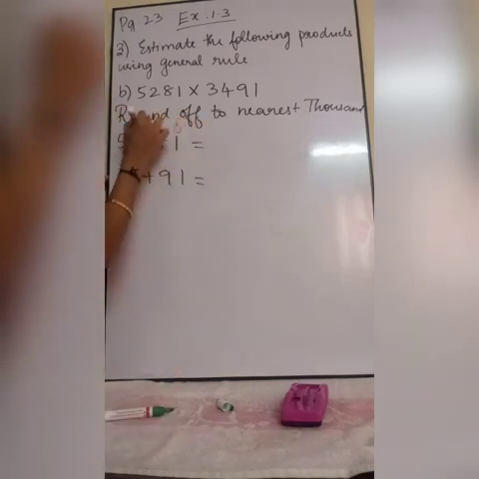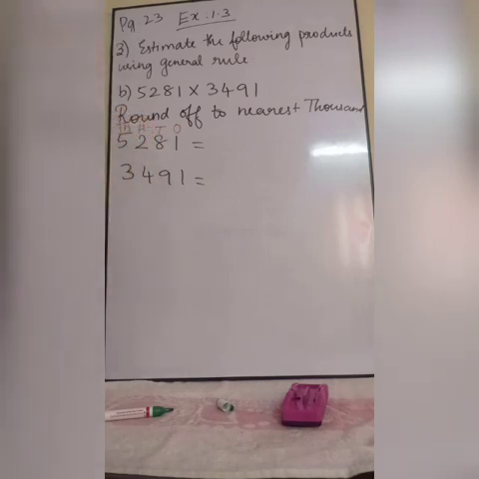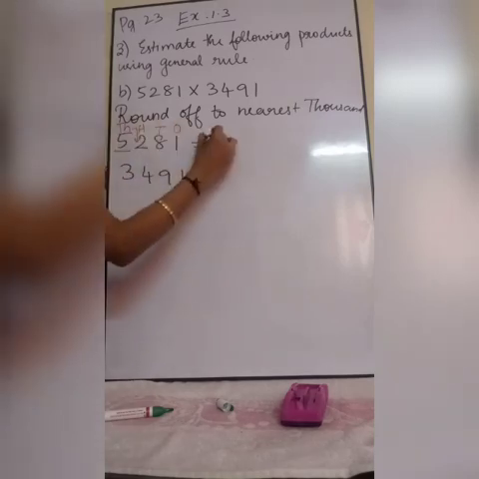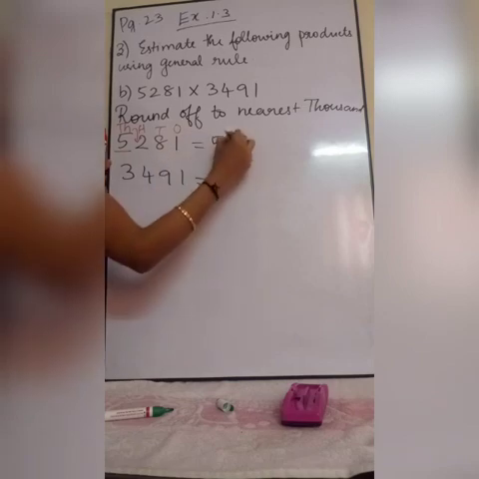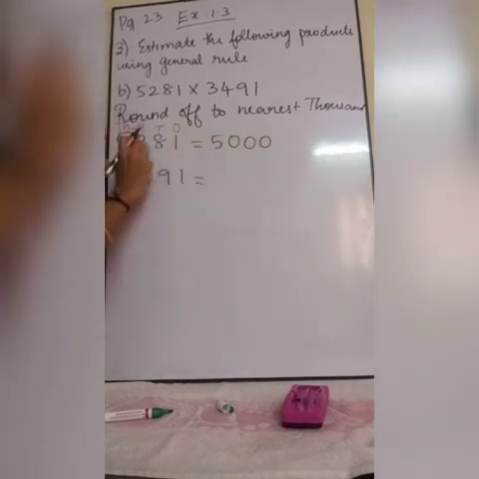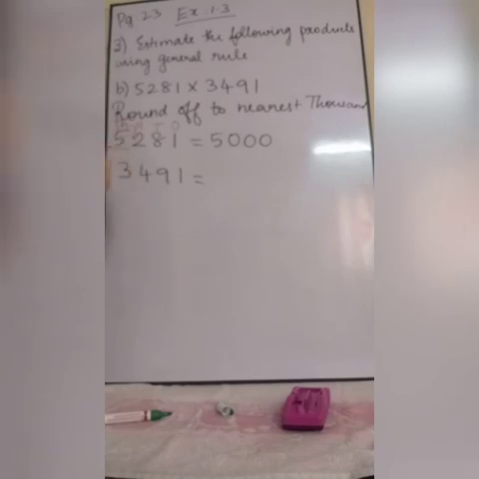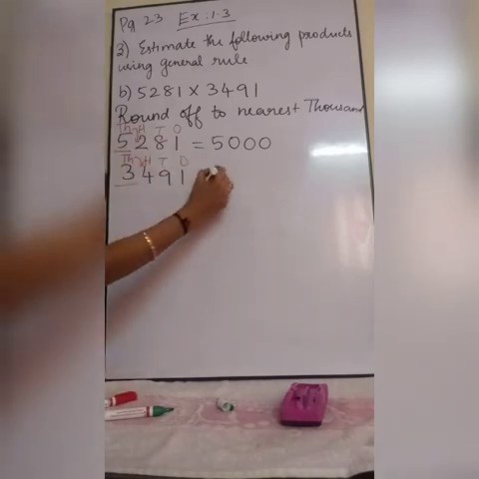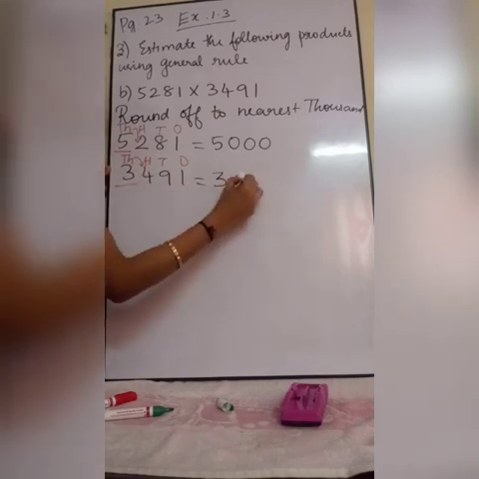So ones, tens, hundreds, thousands. So which am I going to round off? I am going to round off the thousands place. So which place will you see? Hundreds place. Hundreds place is what? 2. 2 means less than 5. So no change here. So 5 as such, after that 0, 0, 0. Next, I am going to round off this one. Ones, tens, hundreds, thousands. Which are you going to round off? Thousands. So which will you see? Hundreds. Hundreds is what value? 4. So what will you do? You will write this number as such. So 3 as such, 0, 0, 0.